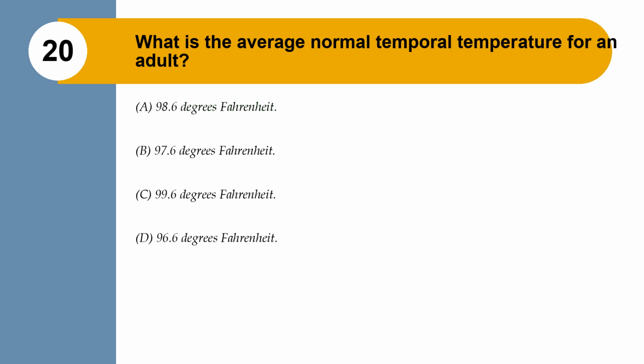Question 20. What is the average normal temporal temperature for an adult? Option A, 98.6 degrees Fahrenheit. Option B, 97.6 degrees Fahrenheit. Option C, 99.6 degrees Fahrenheit. Option D, 96.6 degrees Fahrenheit.